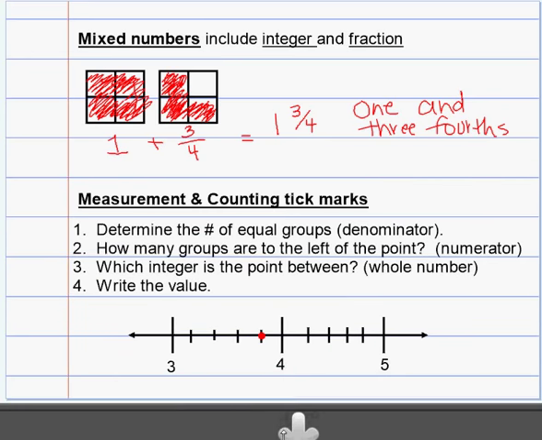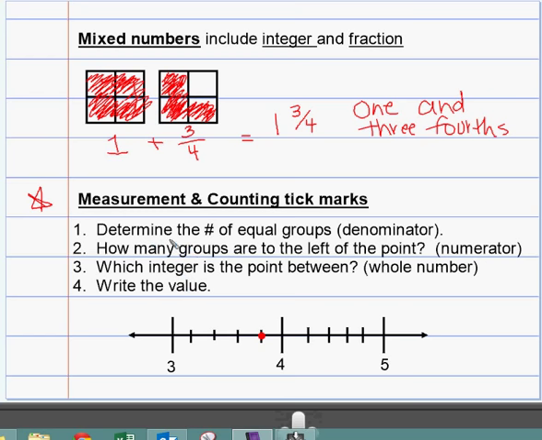Okay, the next thing that we need to talk about is how we measure, or how we count tick marks. This is an area where we struggle, so make sure you note that in your notes very clearly so that you can refer back to it. The steps are pretty simple, so if you can follow steps, you're going to be successful. So we're going to do step 1, referencing this number line. Copy all this down into your paper. So steps 1, 2, 3, 4, and then put this example.